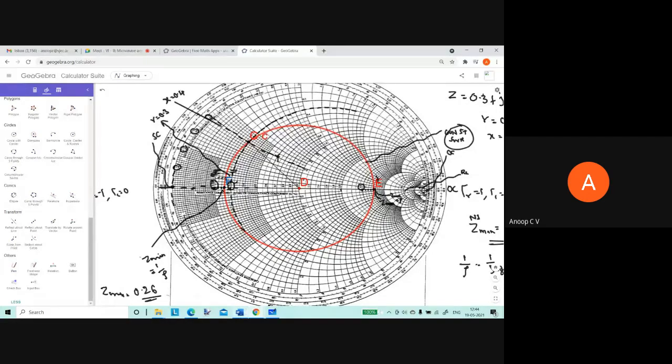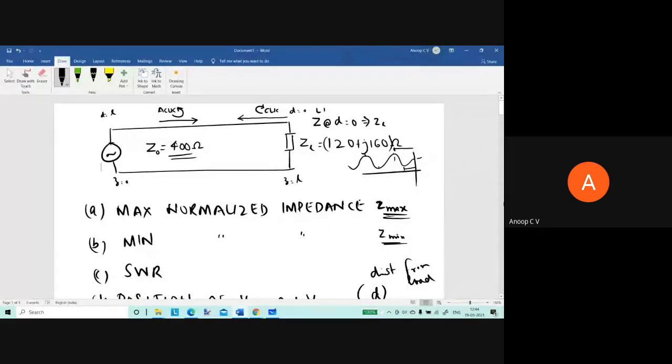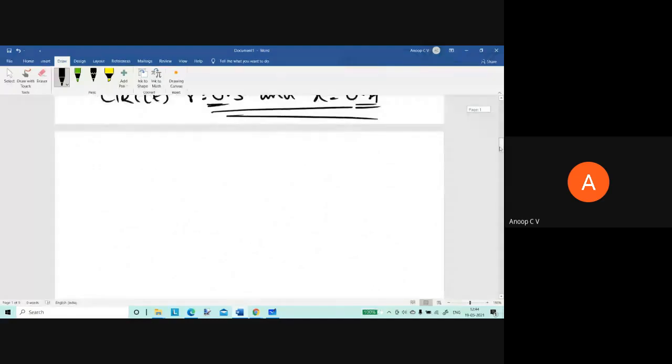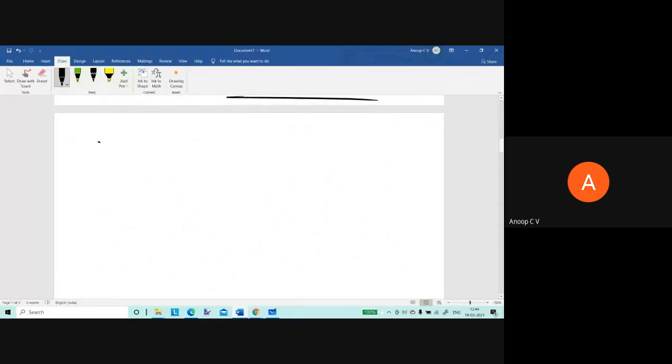Now I'll come back and write here. Please tell me what the Z max and Z min values we got are. The Z max value we got is 3.8, and the Z min value we got is 0.26. Z max is also equal to rho, that is the standing wave ratio, and Z min is equal to 1 by rho.